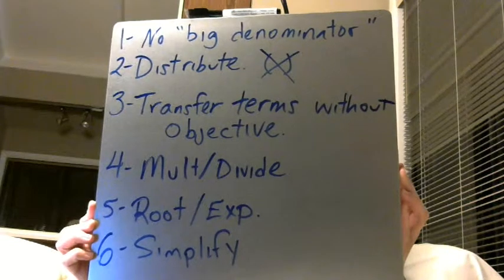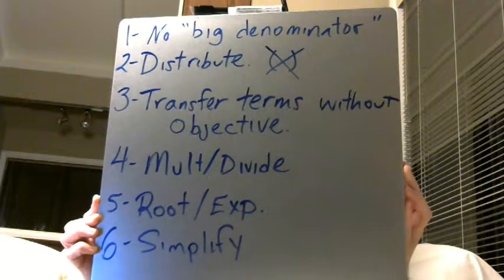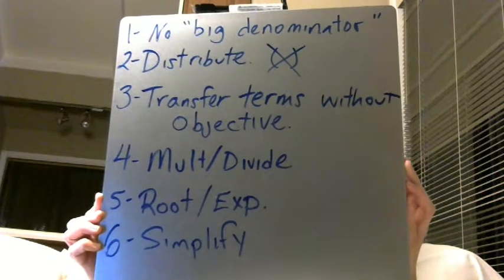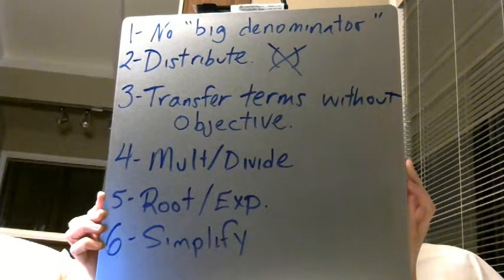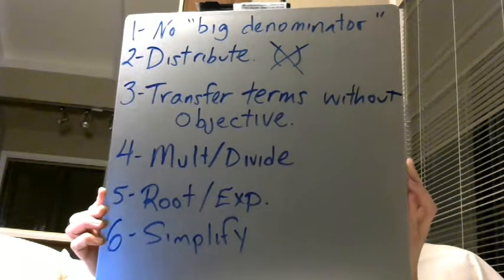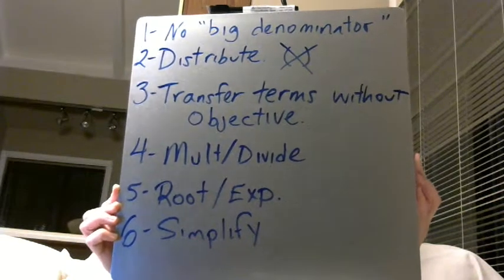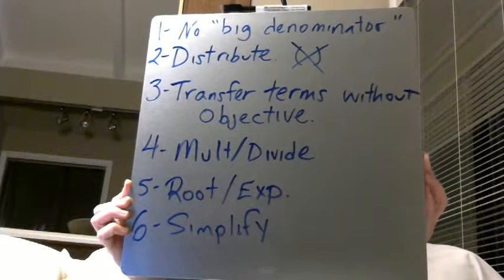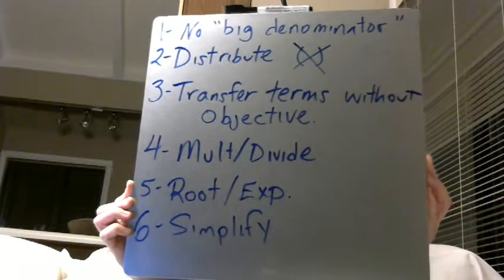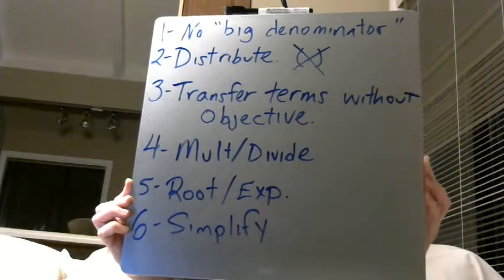Second step, distribute. Get rid of those parentheses. Third step, transfer terms that don't involve the objective. Transfer terms without the objective. Fourth step, multiply or divide. Fifth, root or exponentiate, exponents or roots, square roots. And six, simplify.